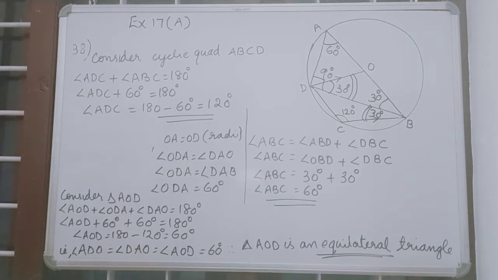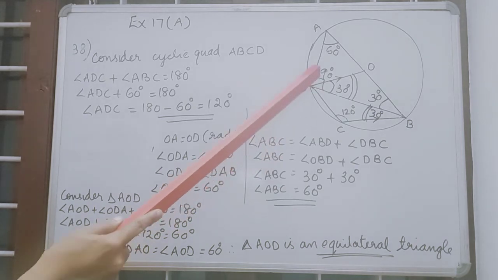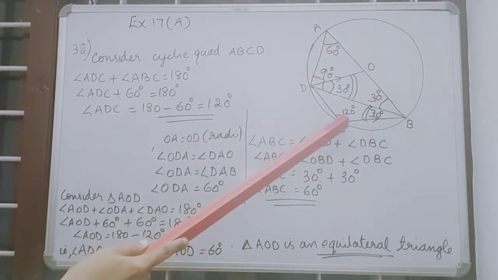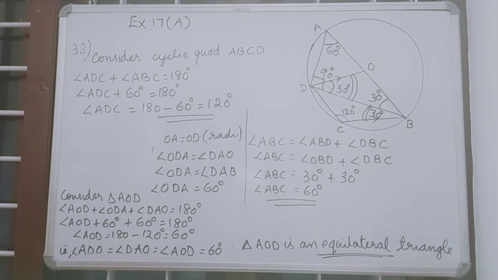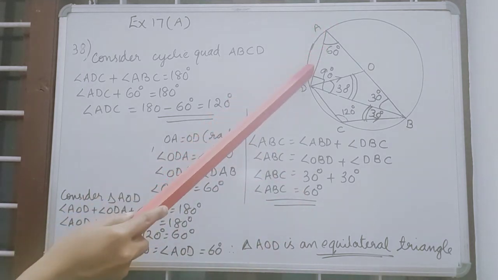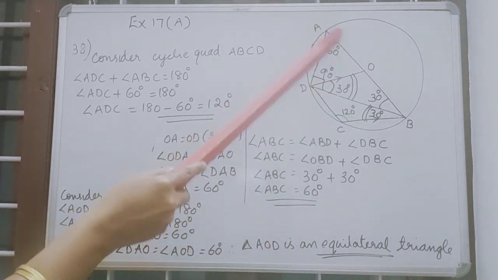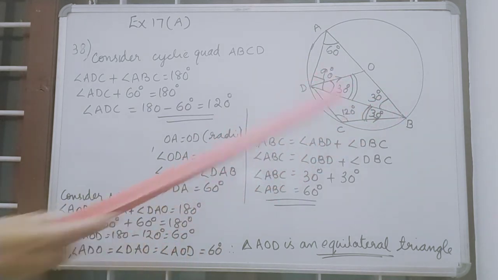Next we want to prove angle ADC, and also we want to prove triangle AOD is an equilateral triangle. So first we can prove angle ADC. For that, consider the cyclic quadrilateral ABCD. Sum of angles of a cyclic quadrilateral is 180 degree. So which are the two angles? Angle ADC plus angle ABC. So I am rubbing all the things.